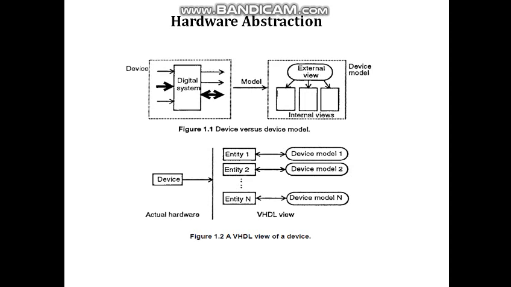Then the device model contains different types of internal as well as external views. So a device model contains internal views as well as external views. These internal and external views will be directly connected to our devices. Now, as we observe in the VHDL language, a device, that is our digital system, is not an analog system, because our complete operation will be performed in digital form.